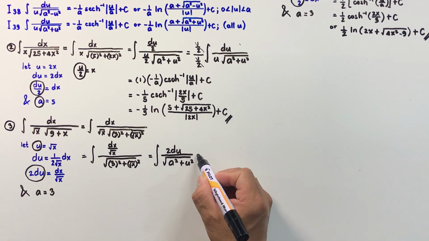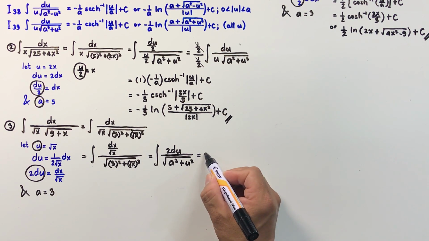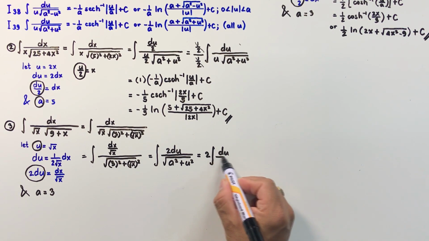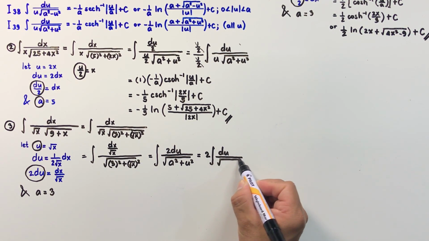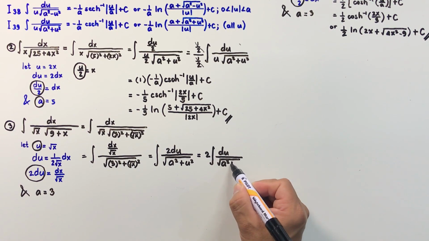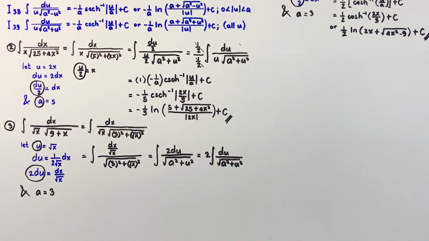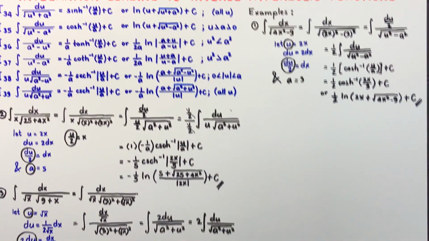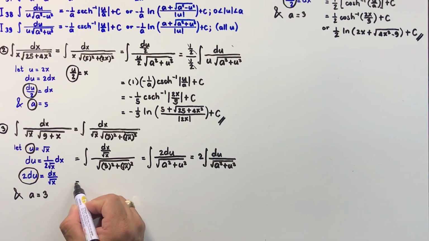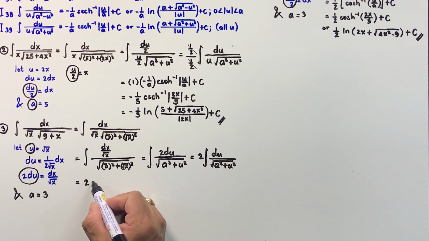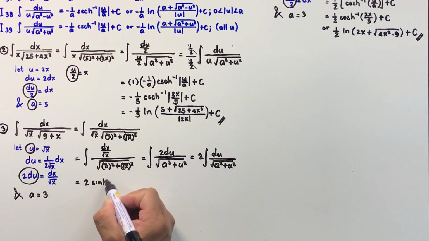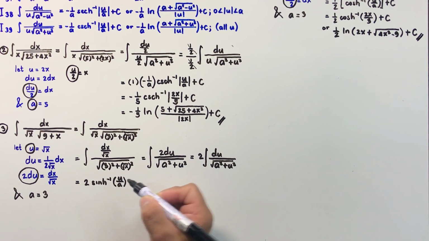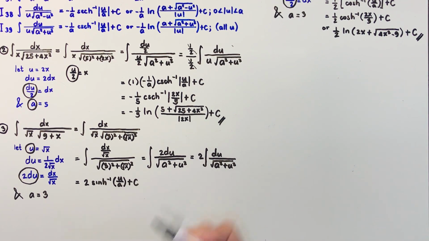So factoring the constant there, we have 2 times the integral of du over the square root of the sum of a squared and u squared. And using our formula 34 there, we have 2 times the inverse hyperbolic sine of our u over a. And this is added to the constant of integration c.